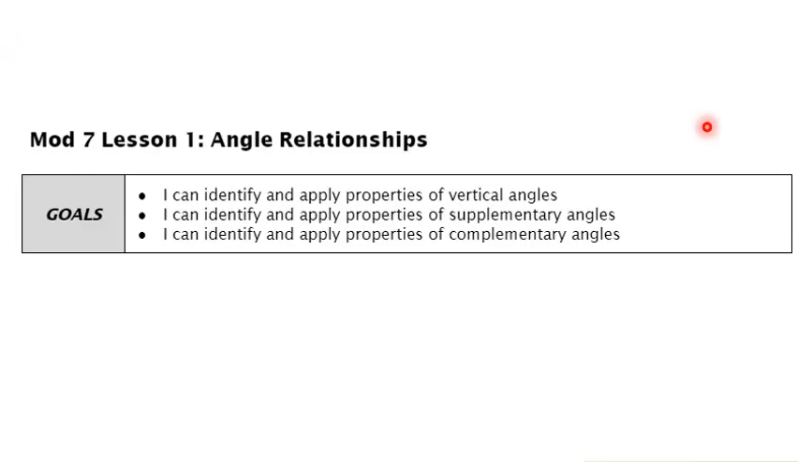The goal of this lesson is going to be to identify and apply properties of vertical angles, identify and apply properties of supplementary angles, and identify and apply properties of complementary angles. So the big goal we're going to be looking at is focusing on angle pairs and relationships and seeing how we can use that to set up equations and solve for unknown angles.